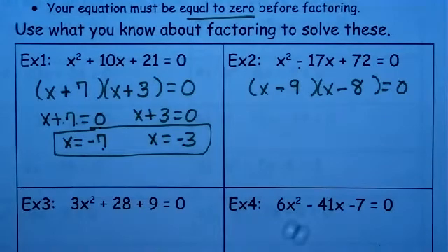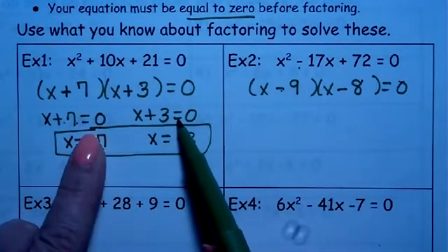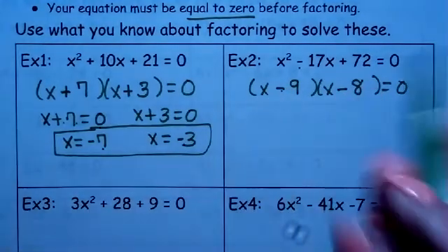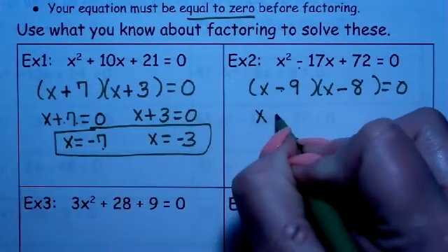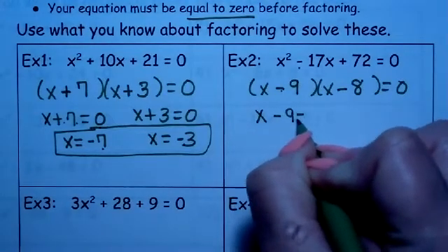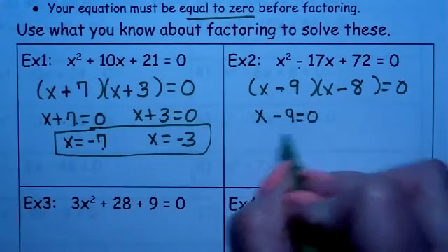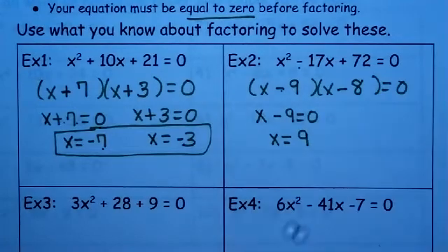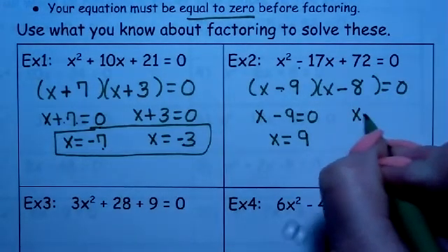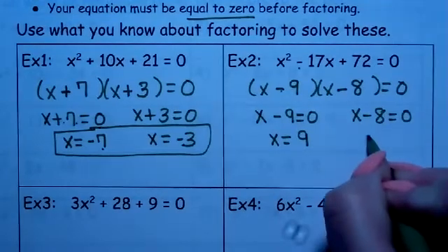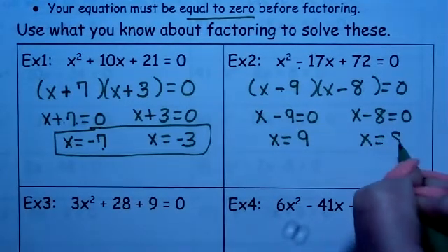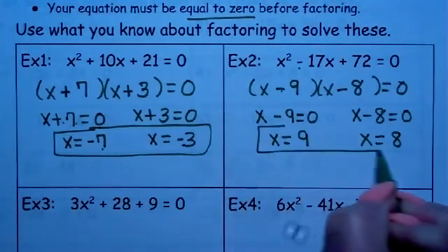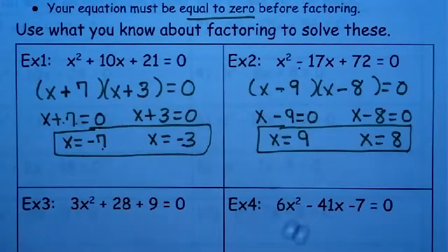Now, I'm going to break these down just like I did right here. I'm going to take each one of these binomials and set them equal to 0. So x minus 9 is equal to 0. Well, if that's true, we know x has to be equal to 9. And if x minus 8 is equal to 0, that means x has got to be equal to positive 8. And right there are my two answers.